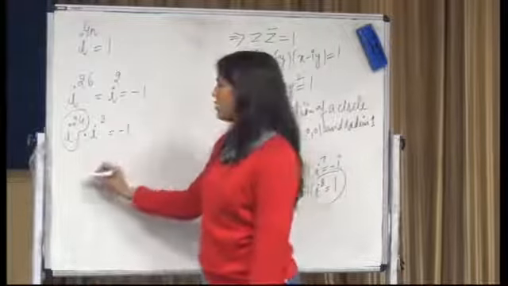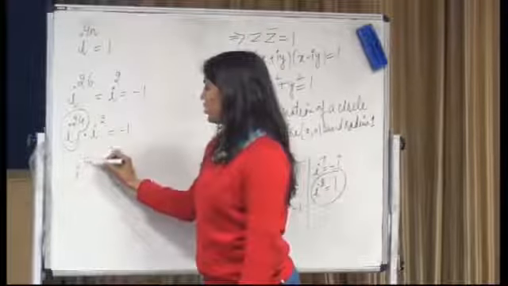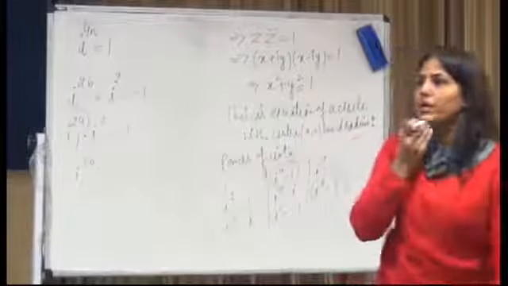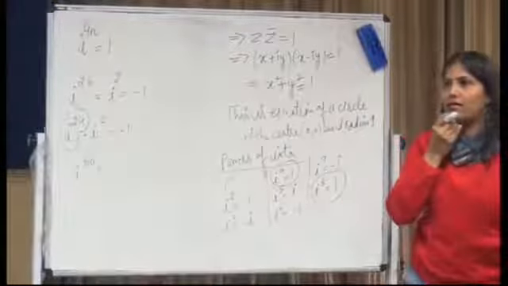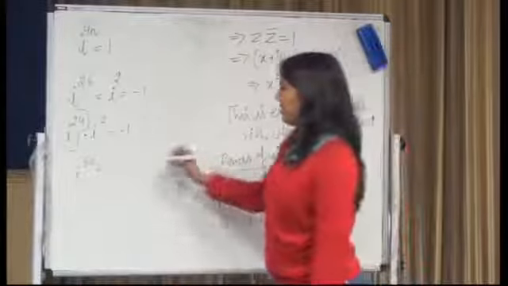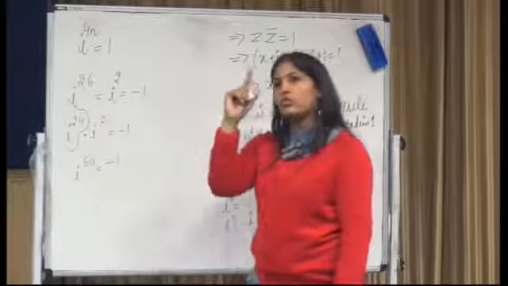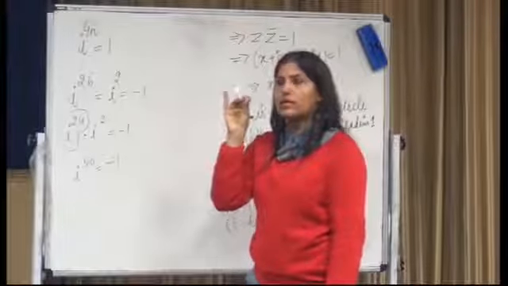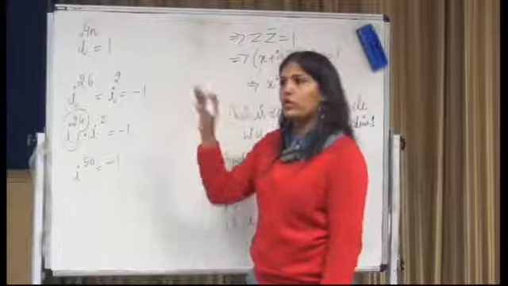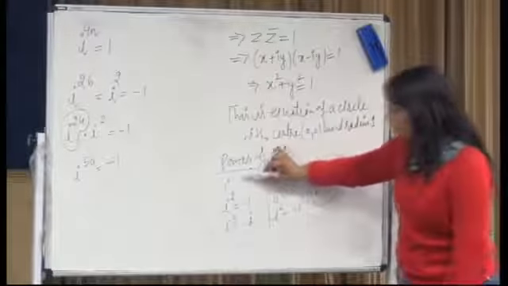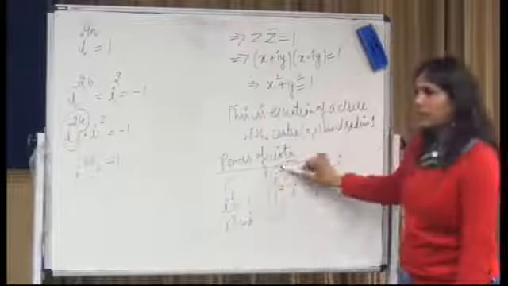Now if I ask you iota to the power 50, it will be easy for all of you. So if you have any number in the power that is a multiple of 4, you will get 1. Okay, now one more analysis: if you are adding 4 consecutive powers of iota, you are getting what?